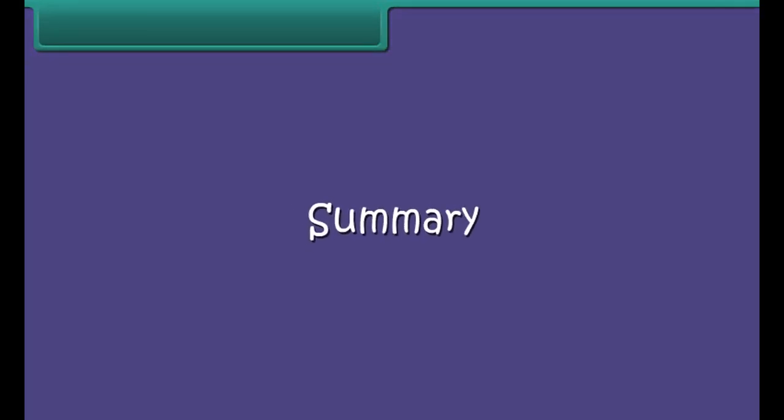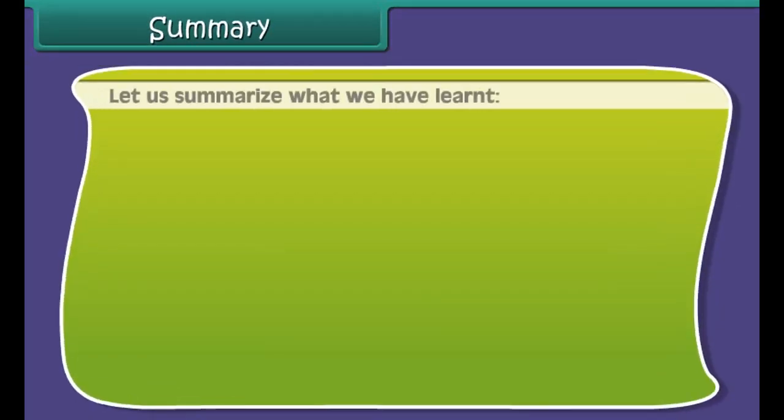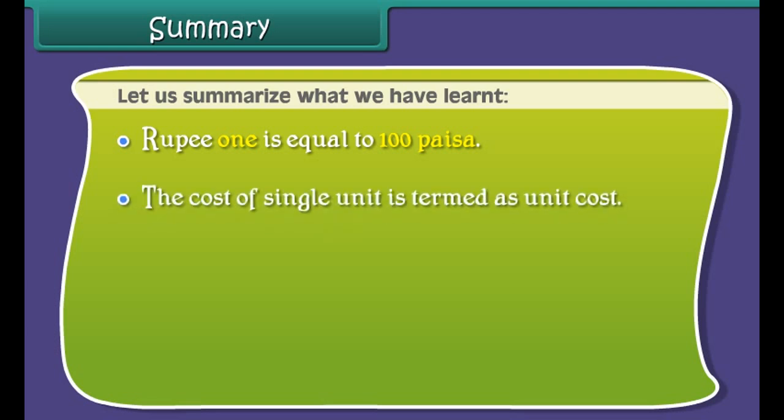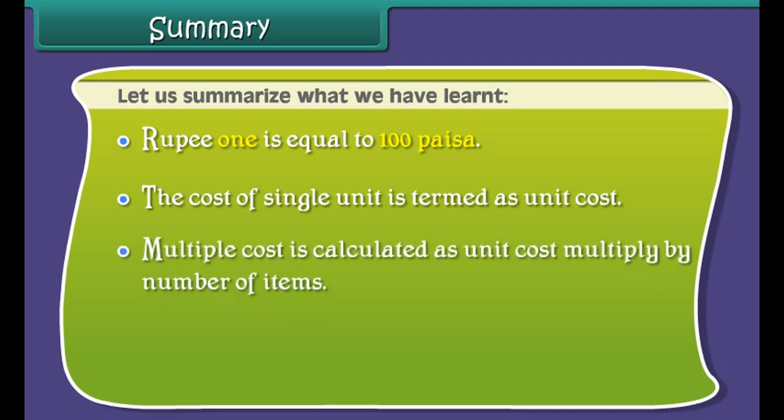Summary. Let us summarize what we have learned. Rupee 1 is equal to 100 paisa. The cost of single unit is termed as unit cost. Multiple cost is calculated as unit cost multiplied by number of items. Estimation.